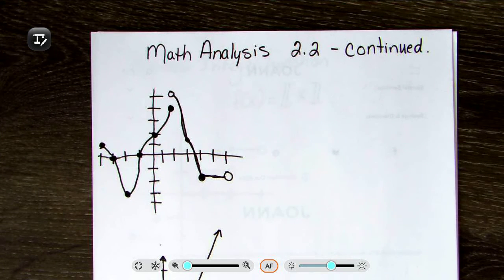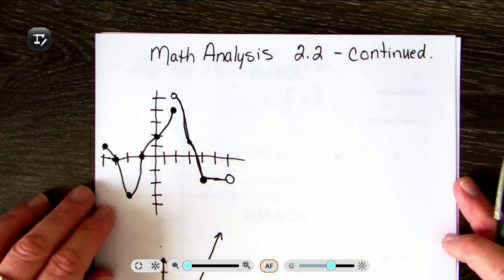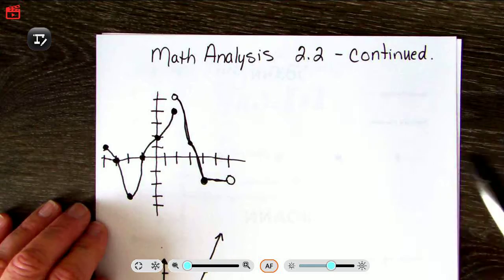We're going to continue with section 2.2 and look at a couple of specific functions. First of all, I do want to remind us what functions are. Graphs of functions, first of all, must pass the vertical line test. So I have drawn a couple of really weird looking functions.